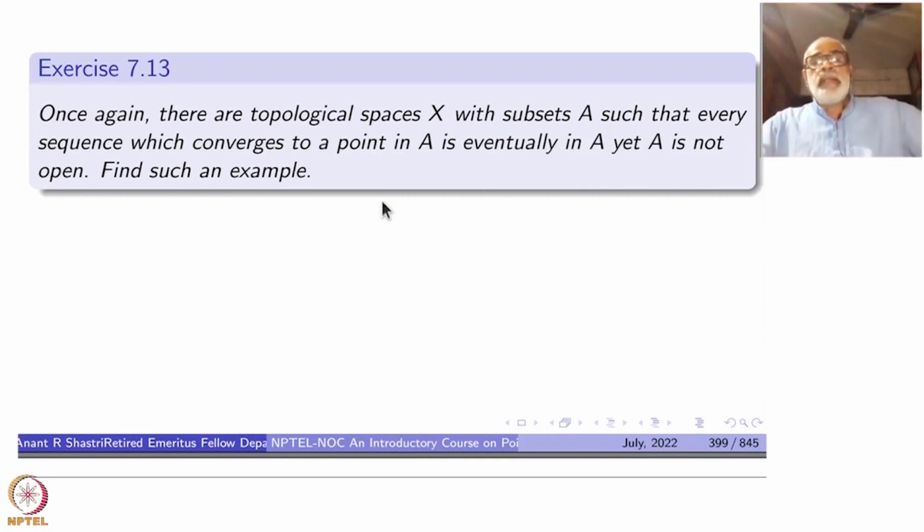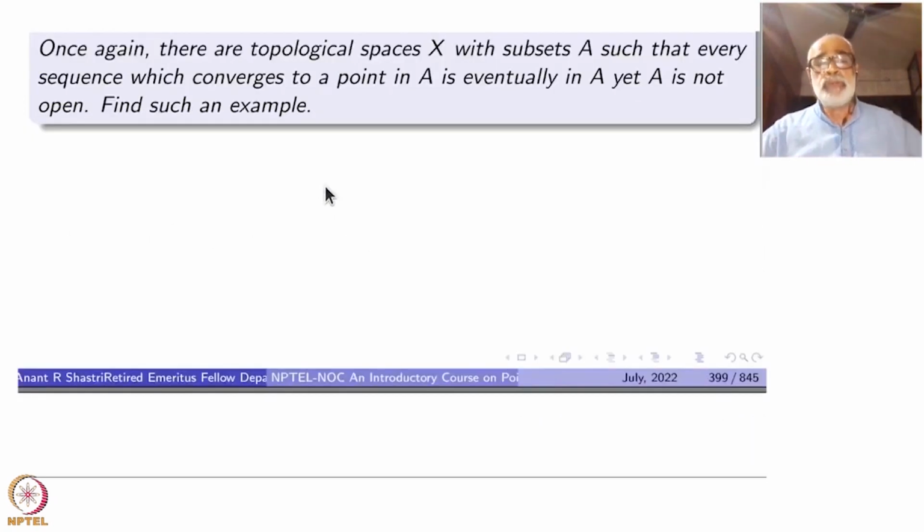Once again, there are topological spaces X with subsets A such that every sequence which converges to a point in A is eventually in A, yet A is not open. I will not give you a specific example here, but it is already there, whatever you have seen today. So just find it out.